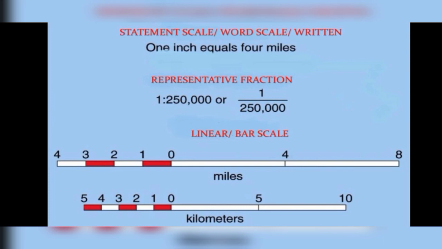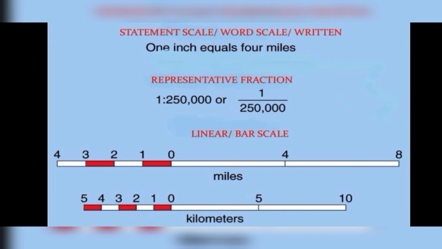Next is fractional method or representative fraction method. In this method, the ratio between the map distance and the ground distance is given as a fraction, where numerator is always 1 and the units are the same. It is more accurate as compared to verbal scale. It can be converted into any unit of measurement and it is universally accepted.